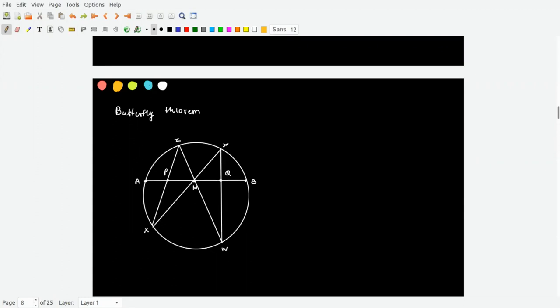Motivation is you're gonna use projective geometry, right? So now how will you prove that PM is equal to QM? You want to have a harmonic bundle which has P, A, B, and perhaps Q, but that doesn't make sense because how would you project it?